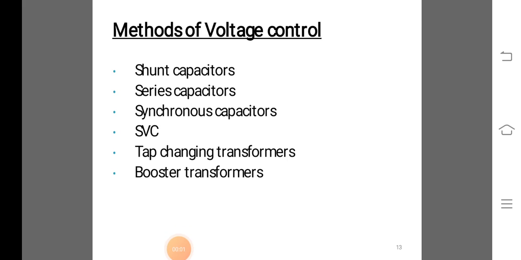Hello everybody. Let's go with methods of voltage control. In this method of voltage control, inductive reactors absorb reactive power and may be used in circuits connected in series or shunt. While series reactors are used to limit fault current, shunt reactors are used for VAR control.